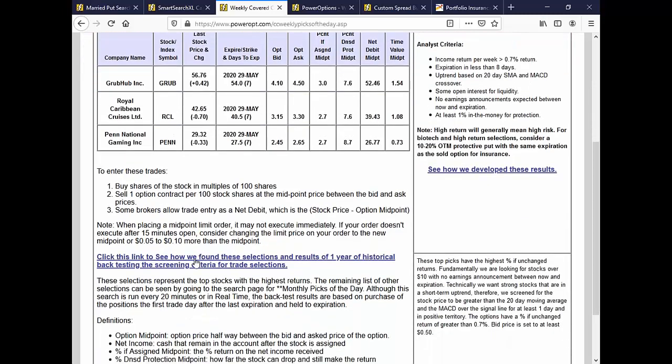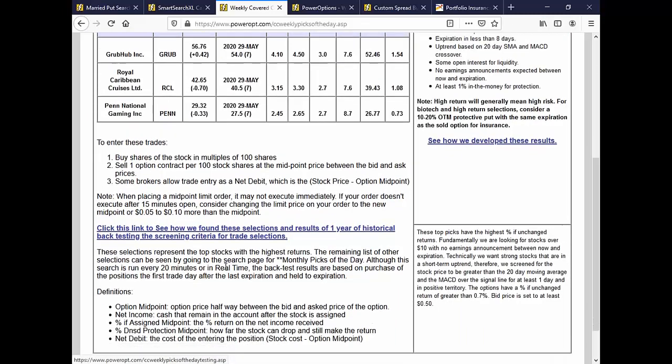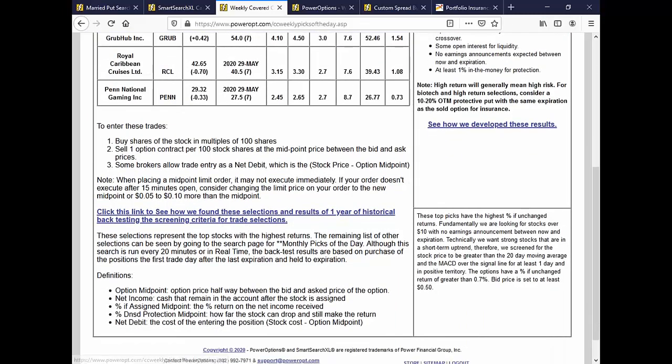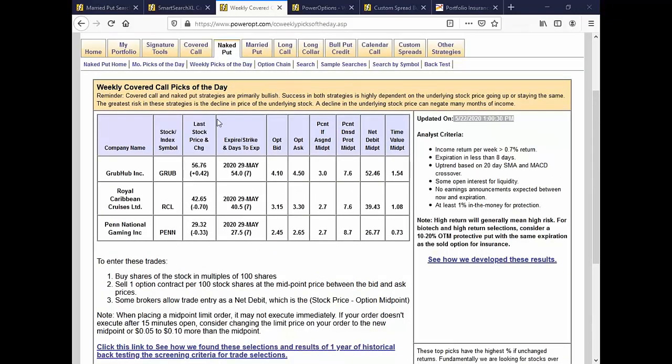And Ernie goes through, he's got links here to see how he found these selections, the results of 1 year of historical testing and screening criteria, and what his process was for going through that. You can just click those links and read about it all there, okay? All right, so that's how multiple tests with the historical tools and more to see which criteria perform best over time.